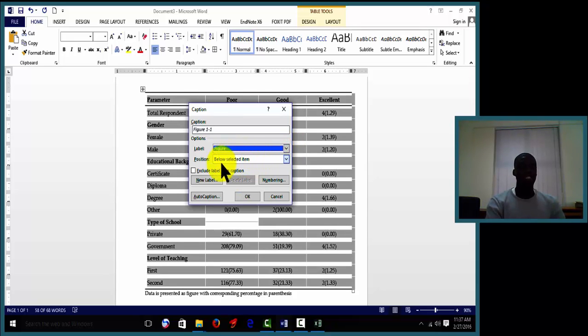As soon as you choose Figure, you see the position is below the selected item. But as soon as I choose Table, you see it is above the selected item. If it is an equation, you choose that. So I'll just click on that.